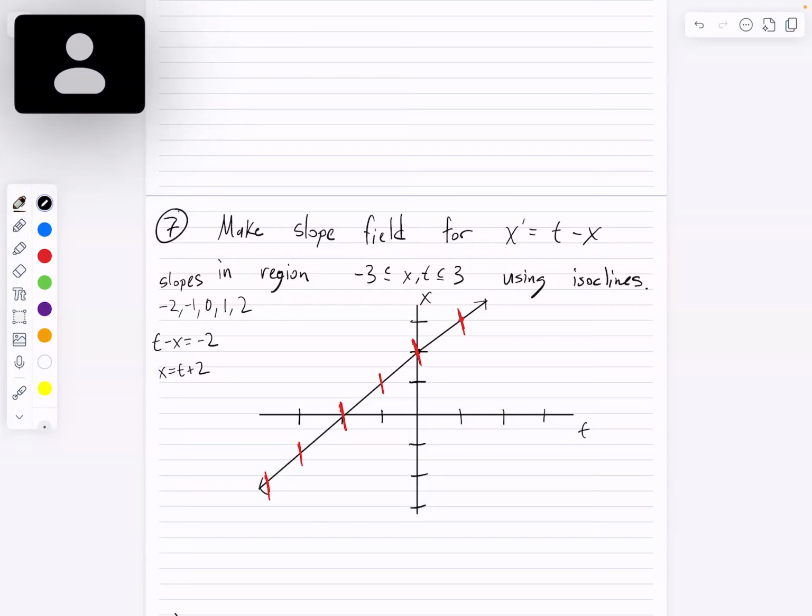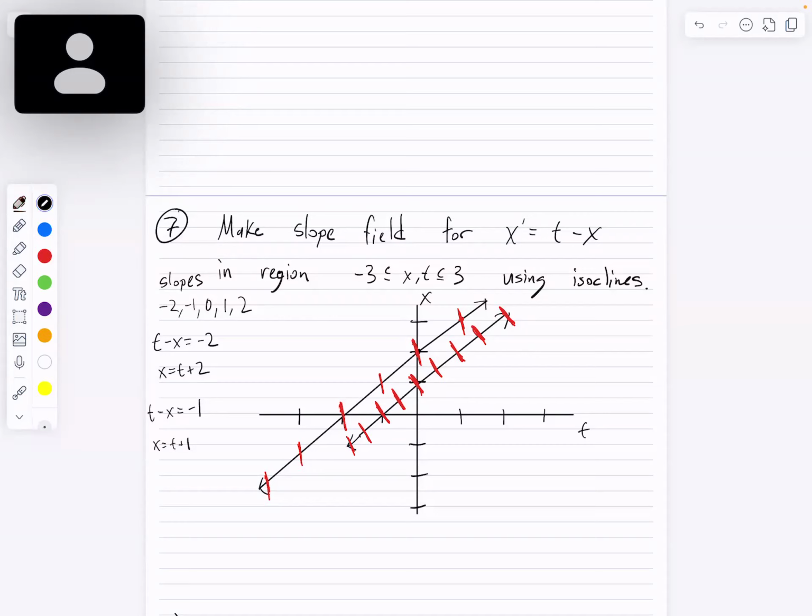Then the next one, for t minus x equals -1, you get that x equals t plus 1. And so that's going to be this line. It's going to be parallel to it. And along that, the slope is a little bit flatter. It's going to be -1. And so it'll be like -1, -1. It's actually going to be perfectly perpendicular because that had slope 1. And so that's what the isoclines for those look like.